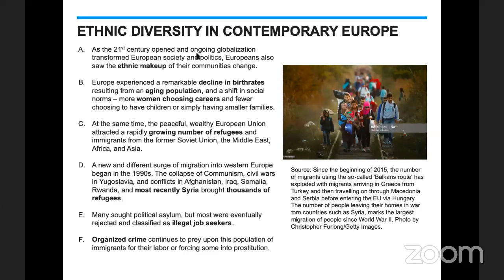So, ethnic diversity in contemporary Europe. Let's begin with the source, the image on the right. Since the beginning of 2015, the number of migrants using the so-called Balkans route has exploded, with migrants arriving in Greece from Turkey and then traveling on through Macedonia and Serbia before entering the EU through Hungary. The number of people leaving their homes in war-torn countries such as Syria marks the largest migration of people since World War II.